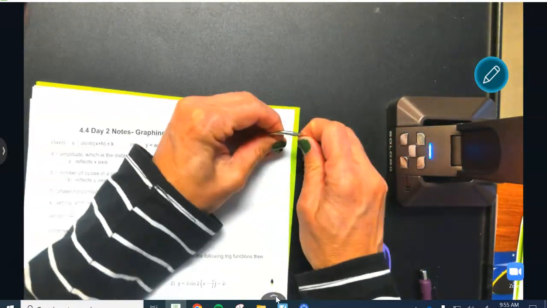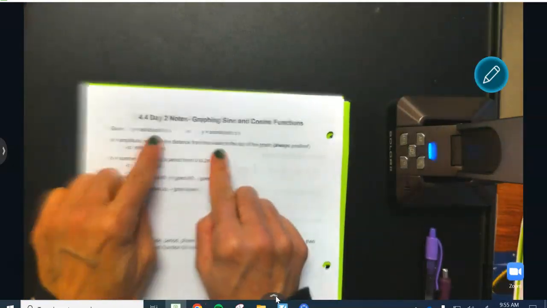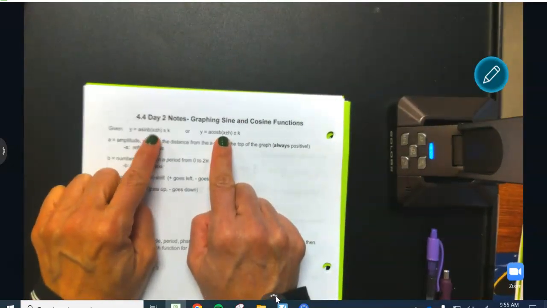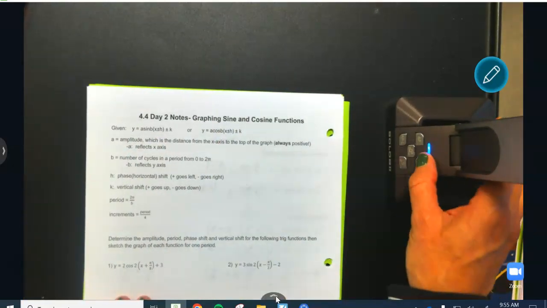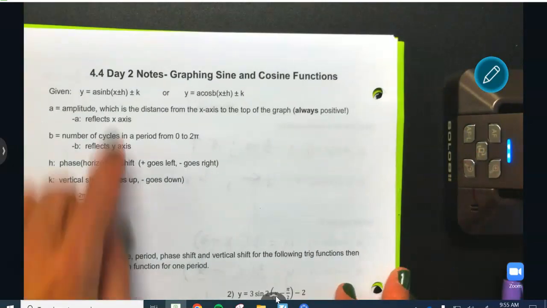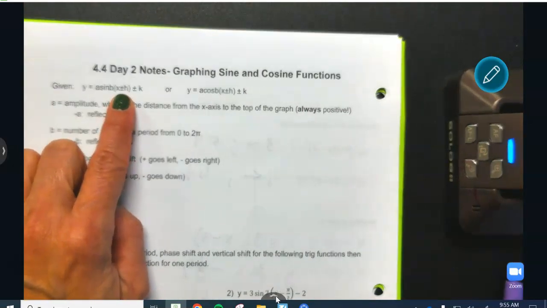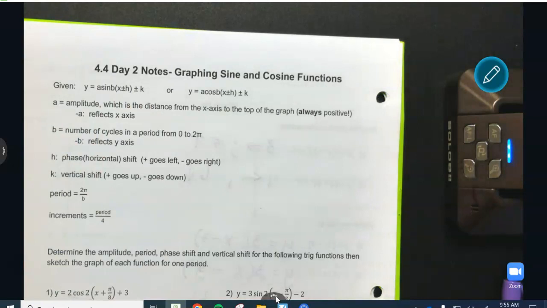Let's get started then. We are now changing the way our little template looks. We have H and K. H and K came back. So remember, what is in parentheses is always opposite. And then your K value we take for whatever sign it is.